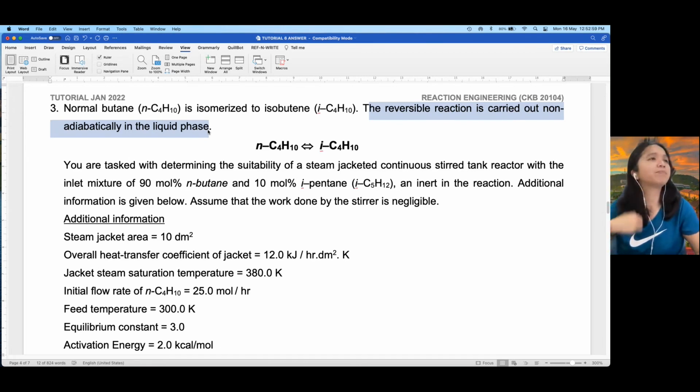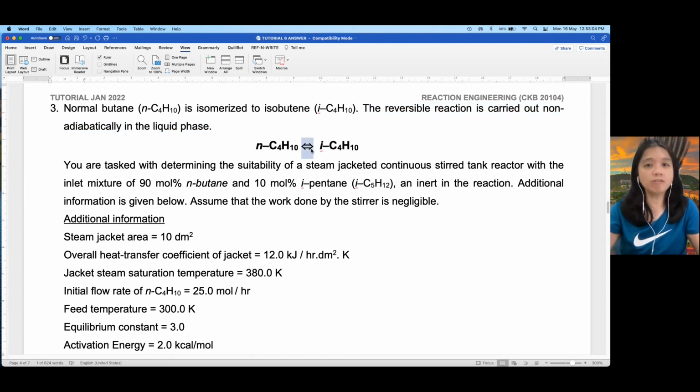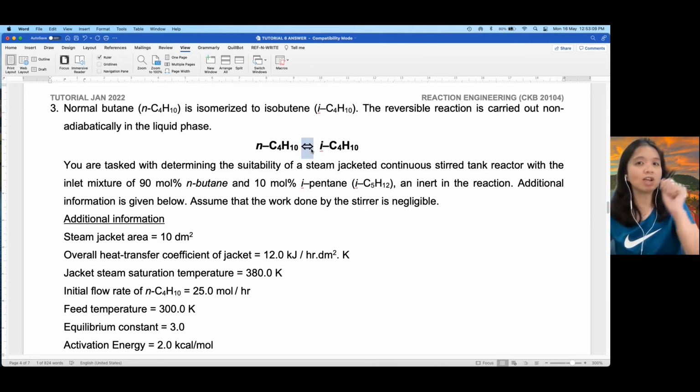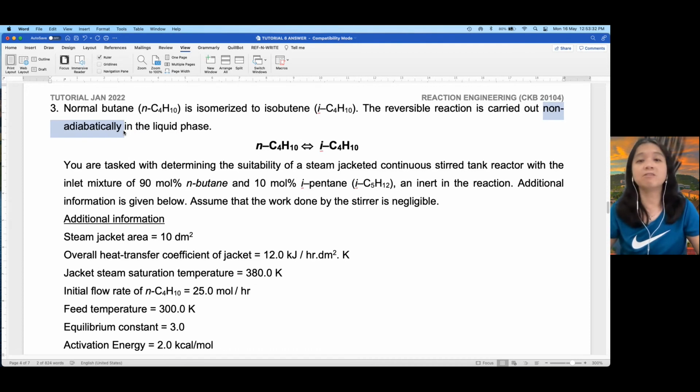This says reversible reaction, so you have to be very careful. Previously we have only covered questions of irreversible reactions. So question number 3 is slightly different. This is a reversible reaction, so you have to remember what you learned in chapter 4. At the last part, we already learned about reversible reactions. Next, carry out non-adiabatic. Non-adiabatic means we have to calculate the value of Q.